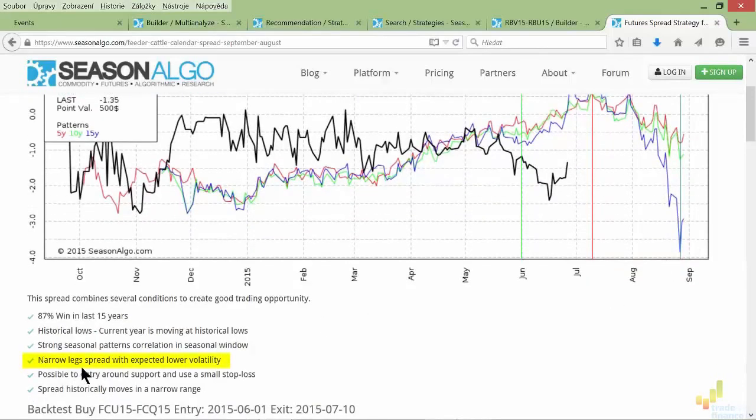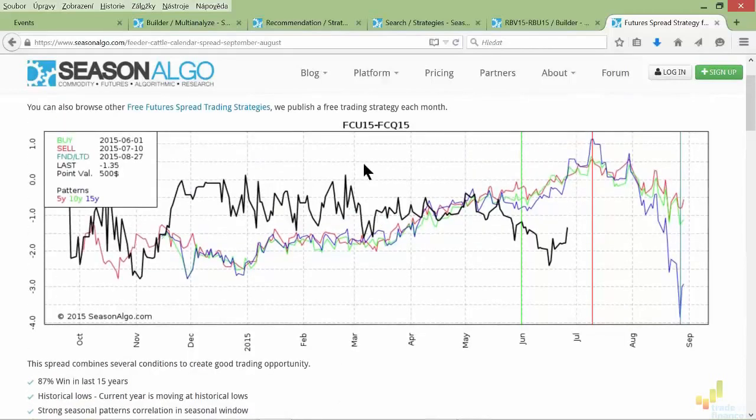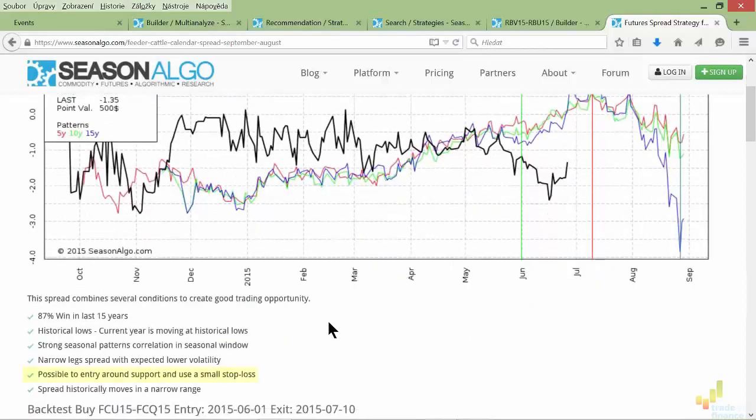And there is a narrow legs spread with expected lower volatility. That means that the expiration months of the two legs are close to each other, which normally also means that there is lower volatility. And there is a possible entry around support and a possibility to use a small stop loss. Here we have to mention that SeasonAlgo prepares these strategies about 2 months before the beginning of the trading window. So when they say that there is a possible entry around support, by that support they mean this kind of support. But at the beginning of the trading window, the market was already at different price levels.